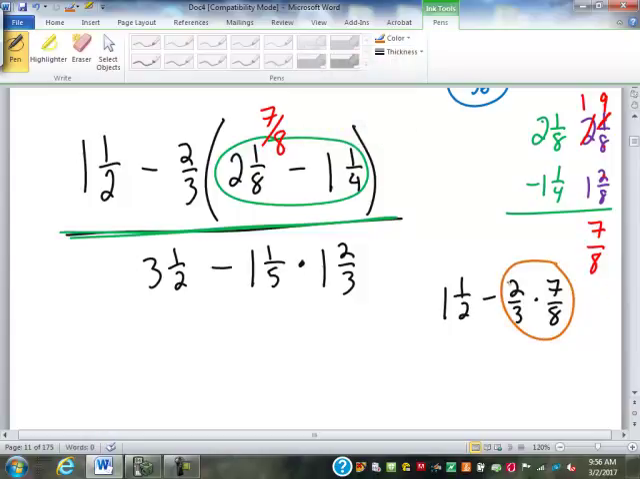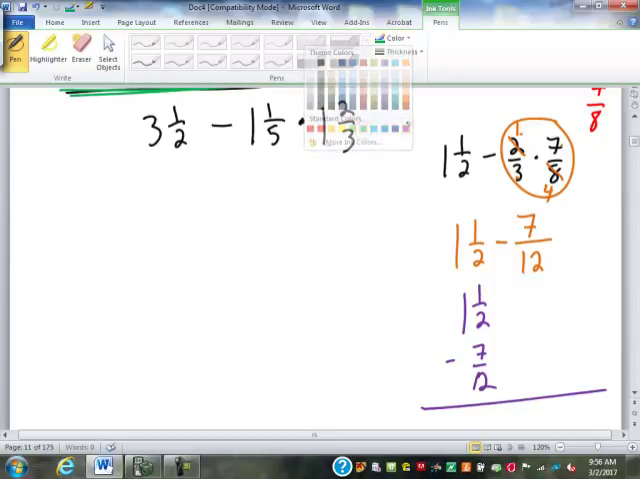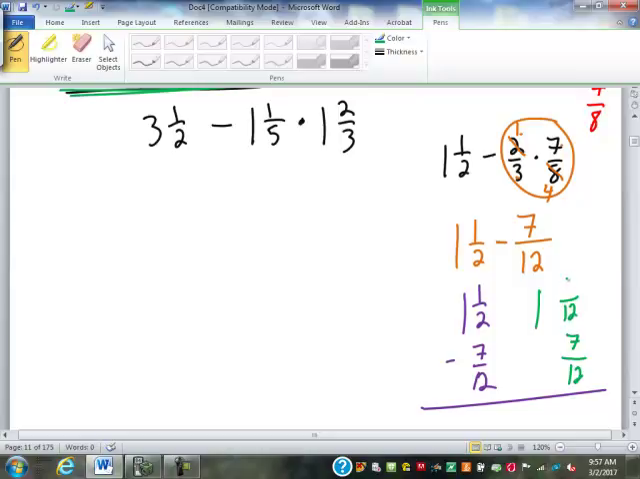2/3 times 7/8, and we can cross cancel the 2 and 8 to give me 4 and 1. 1 times 7 is 7. 3 times 4 is 12. So I have 1 1/2 minus 7/12. So we do have to have a common denominator, which is going to be 12. So 1/2 is how many twelfths? 6. Right? So we've got the 6/12 minus the 7/12 can't be done.